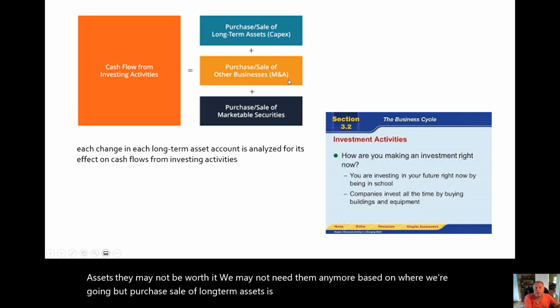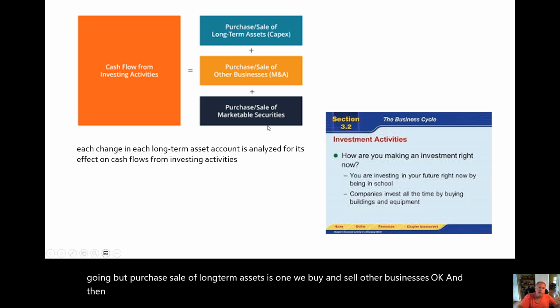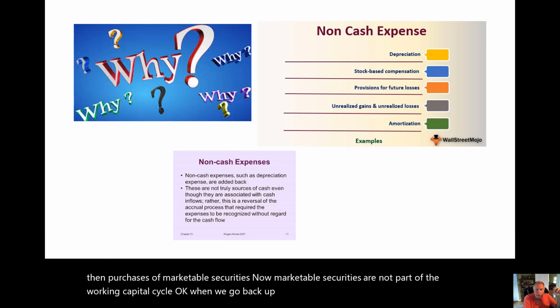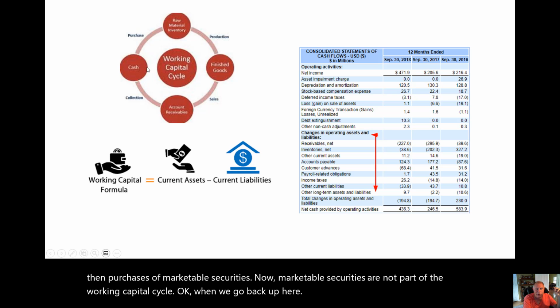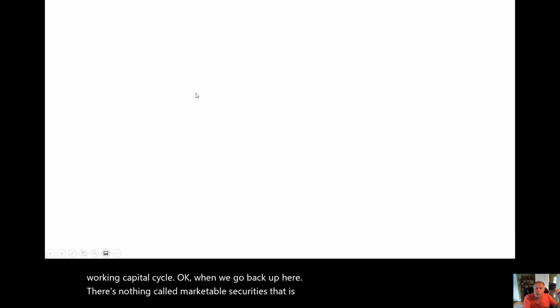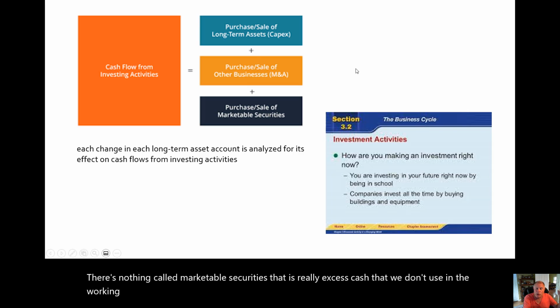We buy and sell other businesses. Okay? And then purchases of marketable securities. Now, marketable securities are not part of the working capital cycle. Okay? When we go back up here, there's nothing called marketable securities. That is really excess cash that we don't use in the working capital cycle. So we report them there.